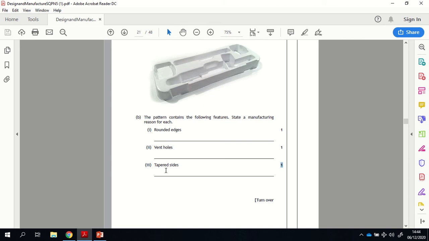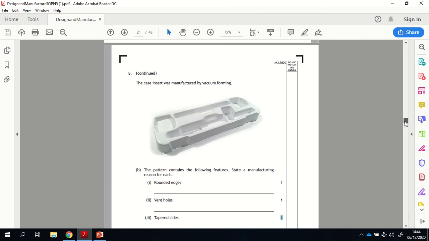And you would do the same with tapered sides. Why would tapered sides be used in a wooden pattern when vacuum forming? You want to go back to the assessment and look at the answers and learn from that particular exercise. Okay? And that is called assessment is for learning, where we're using an assessment and its associated marking scheme to help to increase our learning about the subject.